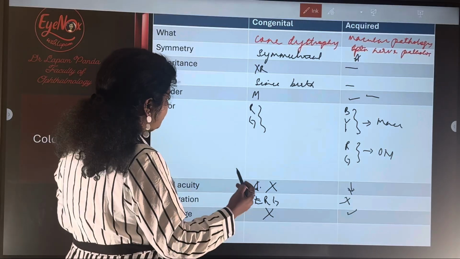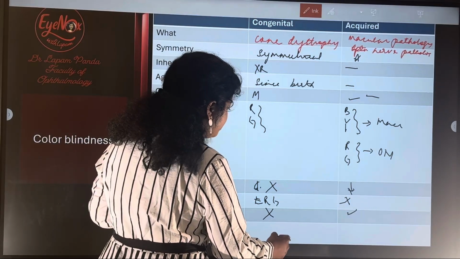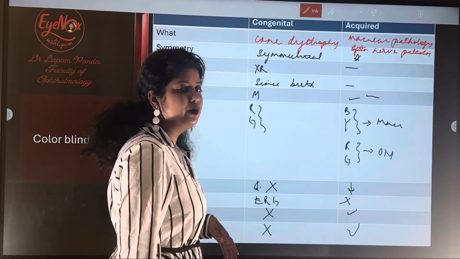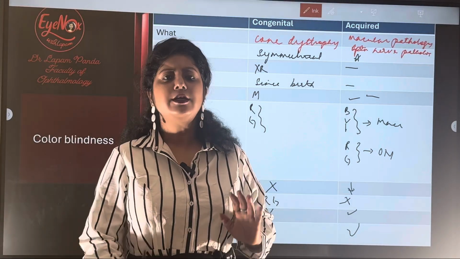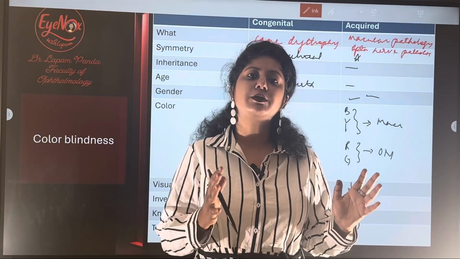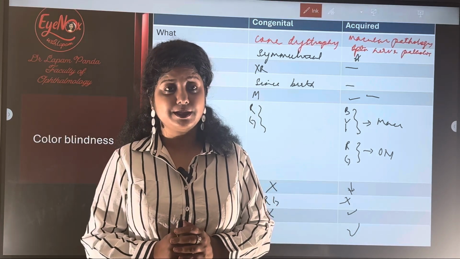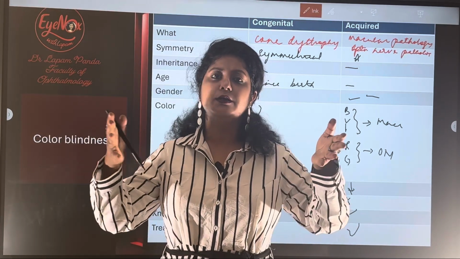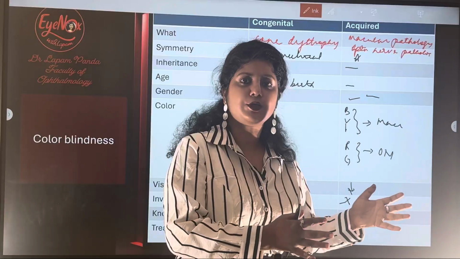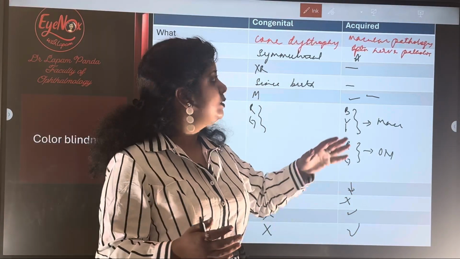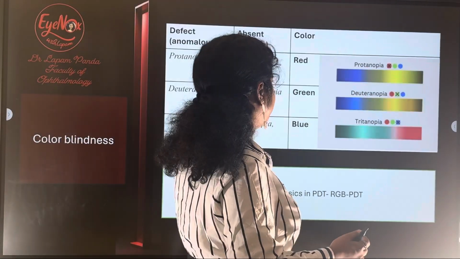For congenital, how do we treat? We usually don't have any treatment, but for acquired, we can treat by treating the cause. Okay, so these are the basic differences between congenital and acquired color blindness. Now that we know the broad categories of color blindness, let's switch over to the tests that we do for color blindness.